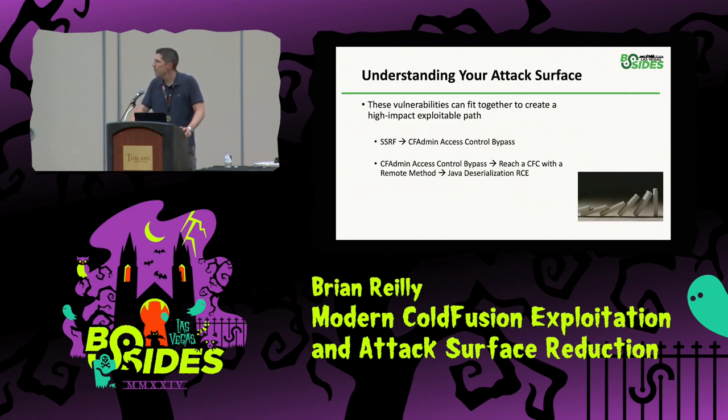As we wrap it up, these vulnerabilities a lot of times can get chained together into high impact vulnerabilities. So we may be able to take a server-side request forgery vulnerability, use it to access ColdFusion Administrator, and then do something bad from there. Or we may find one of these ColdFusion Administrator access control bypass vulnerabilities and then chain that with a way to reach and exploit one of those more serious critical vulnerabilities that relied on remote CFCs and remote methods.